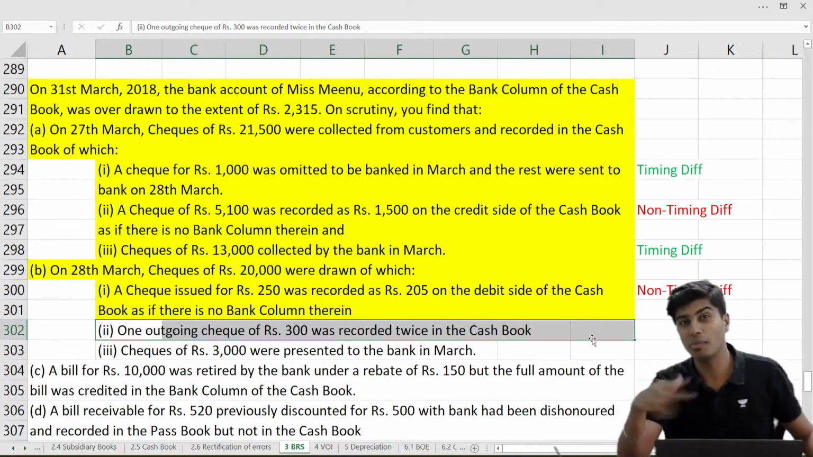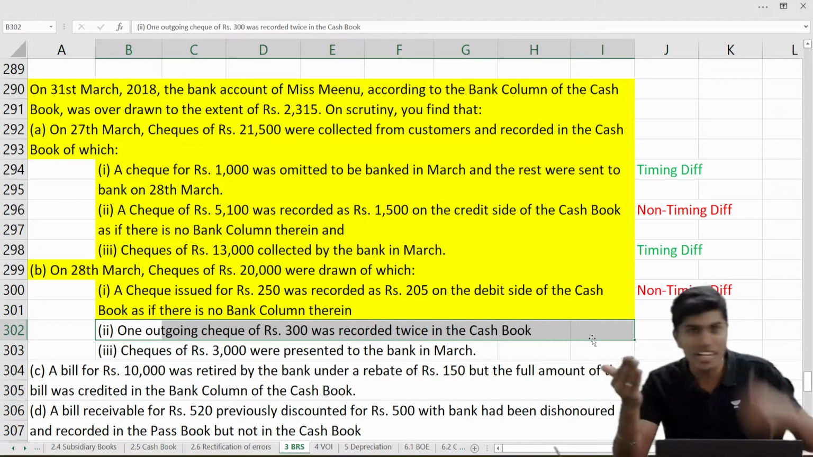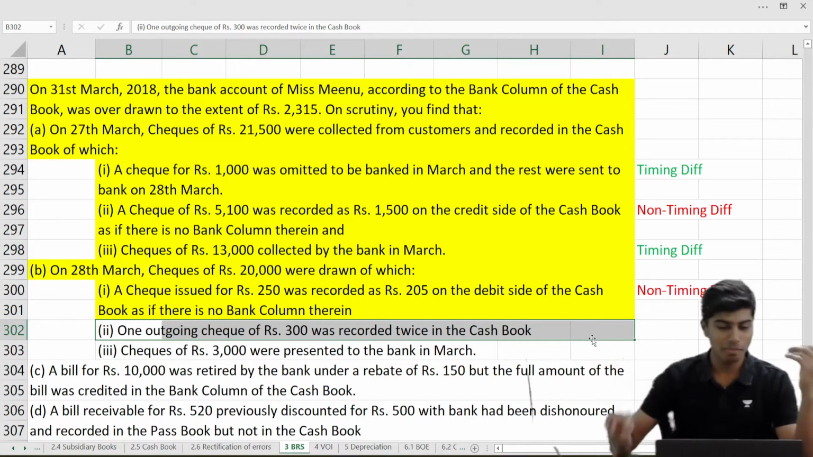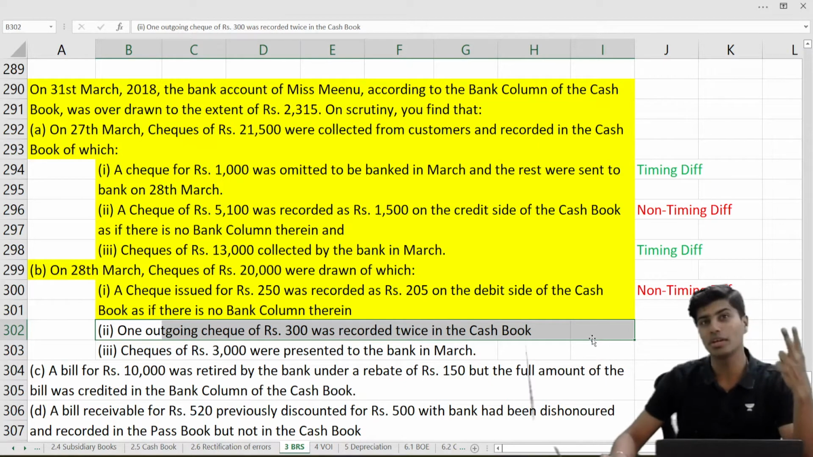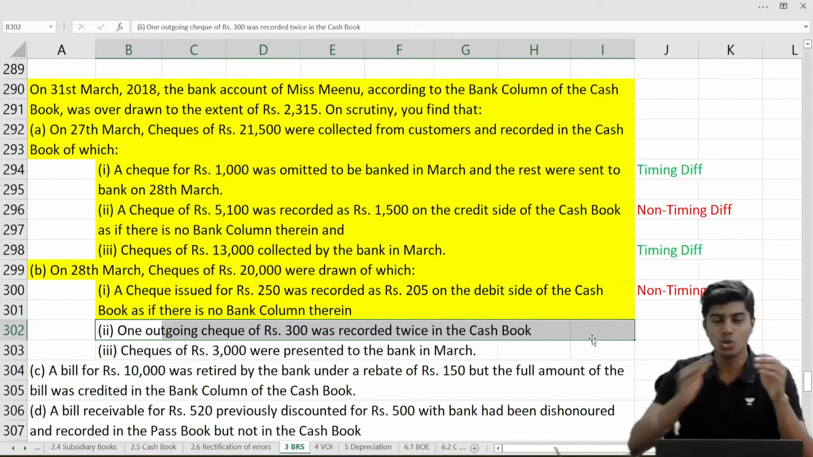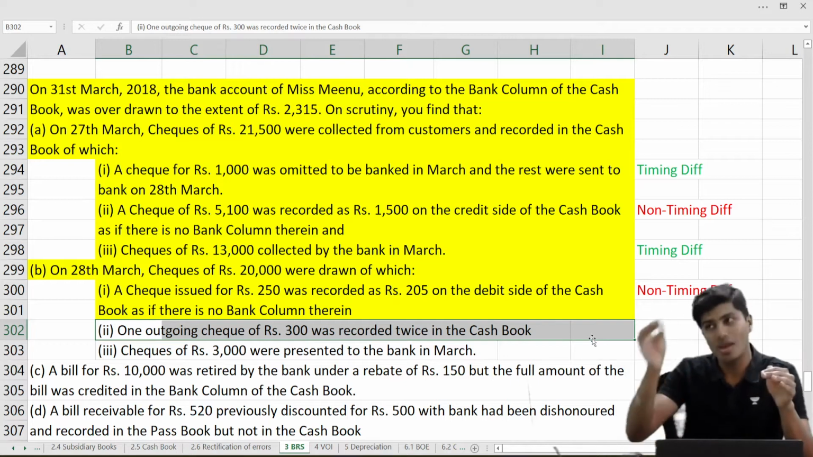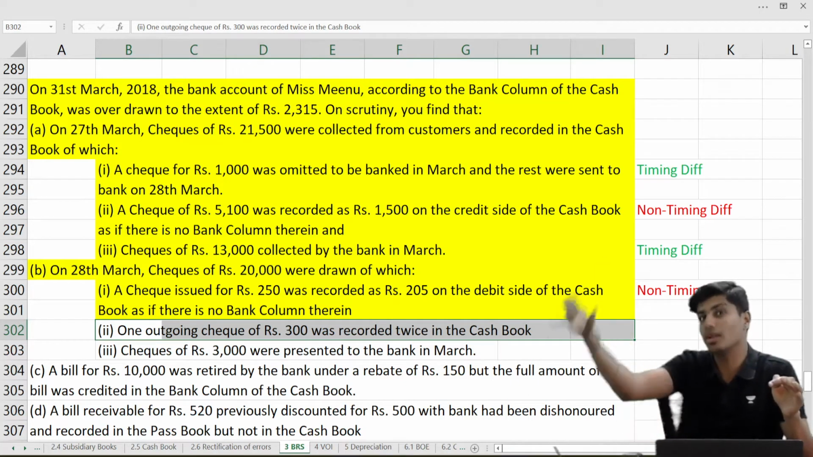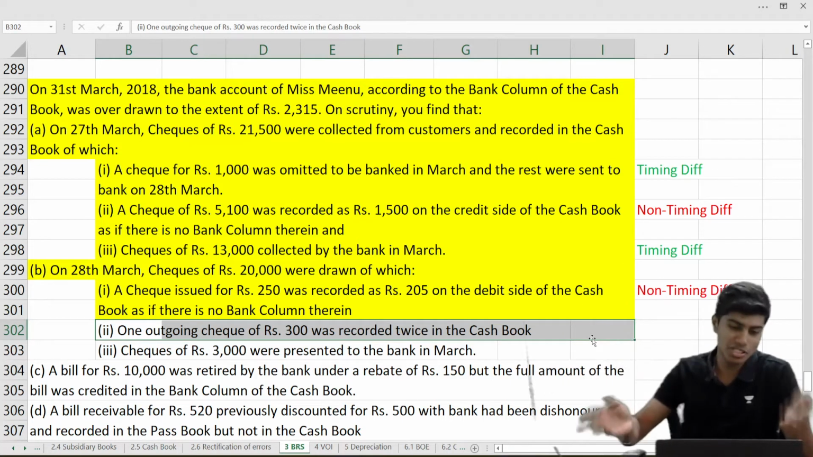Why? They thought double entry means recording the same thing twice. Double entry means writing the debit aspect and the credit aspect, not writing the same thing two times. They wrote the outgoing check two times. They should have written it once. So you should credit 300 once. Once is fine. They recorded it once plus once. They recorded two times, which is now a mistake.